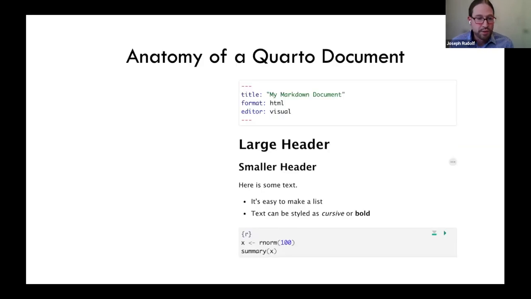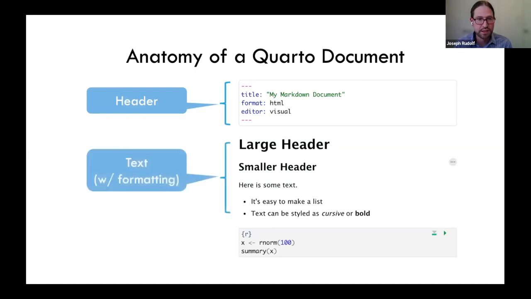So Quarto documents are composed of three basic building blocks. The first is a header, which includes pieces like the name of the document and the document's author and the desired output format when the document is assembled. The second block is the text. Quarto documents can be marked in ways that promote readability with various formatting styles. So here you can see large and small headers, plain text, also bulleted lists that can be styled as bold. You can include hypertext links. There's a number of formatting options.